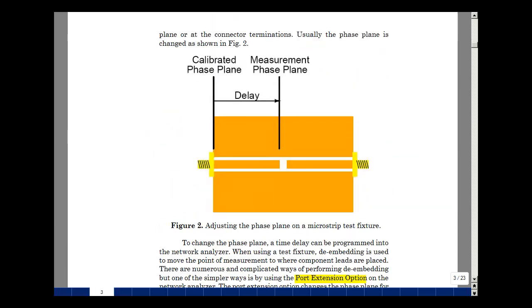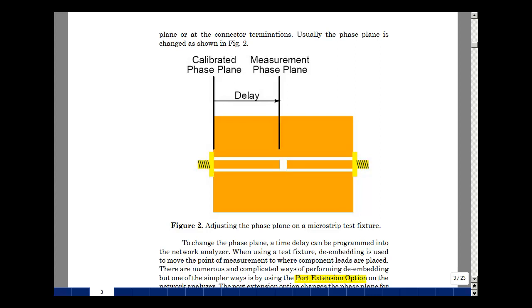We'll be taking our measurements at a phase plane or at the connector terminations. Usually we change the phase plane. This is shown in Figure 2. So here will be our RF board in lab. We'll have connectors on these two sides. And this is really a microstrip. And we'll be taking measurements out here on a device, but our connections will be back over here.